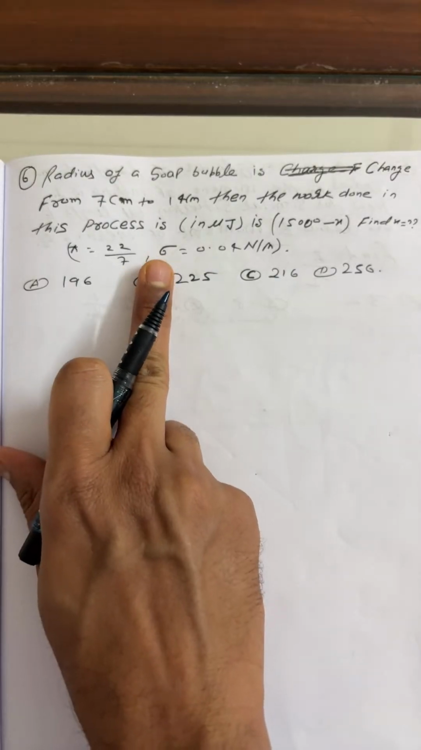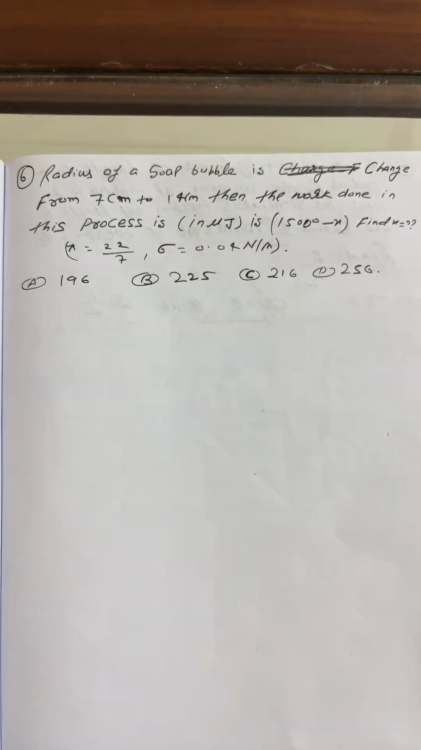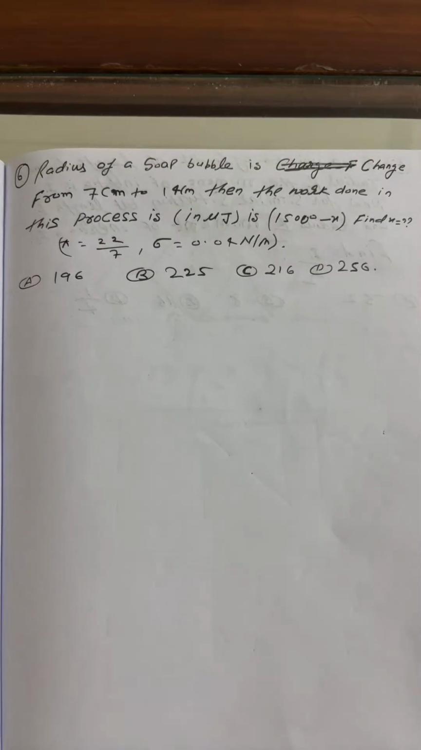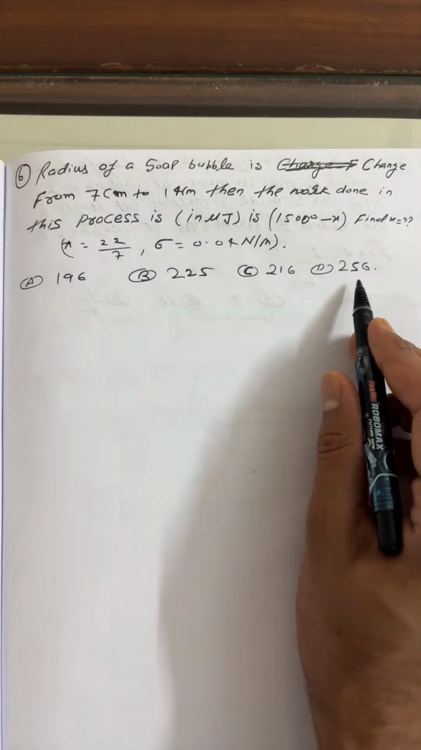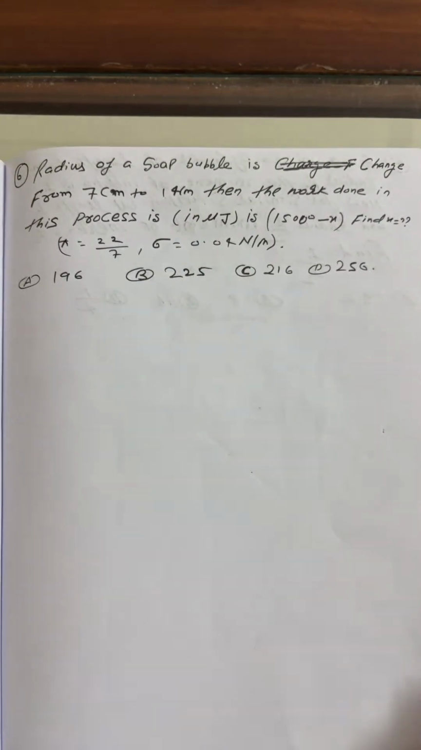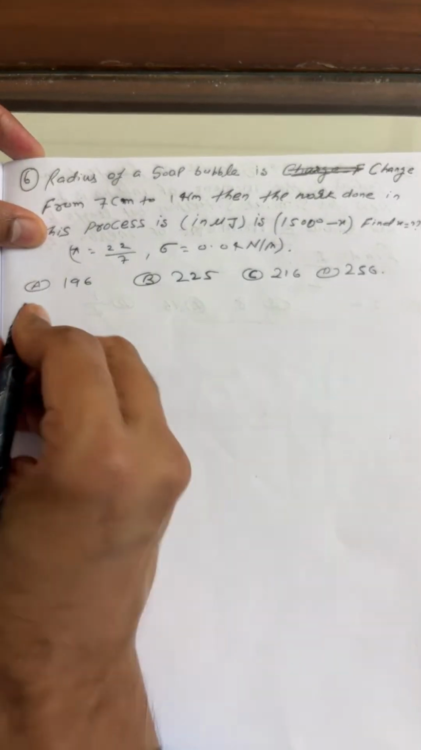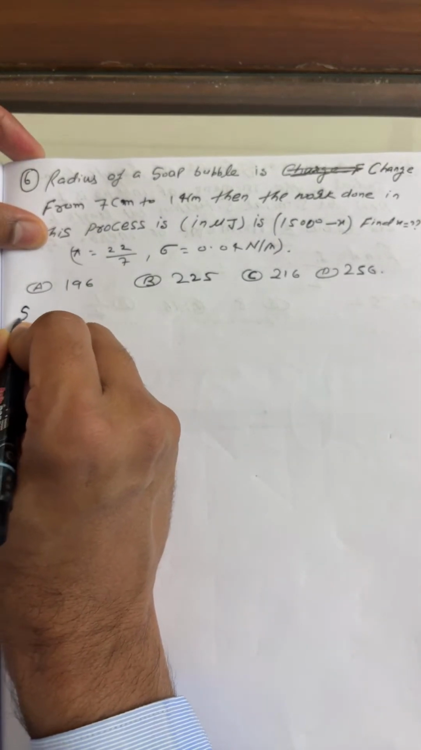It's not sigma, it's surface tension that is mentioned. Surface tension, students, you can take that as 0.04 Newton per meter. Okay, stay with me, beta. Then, beta, what I can say as a solution.